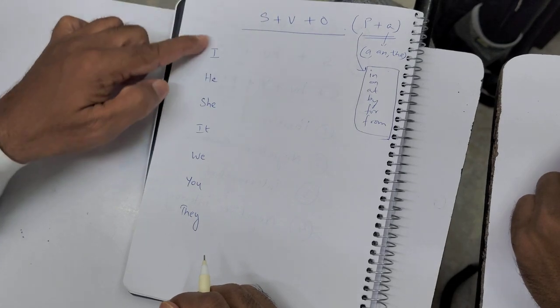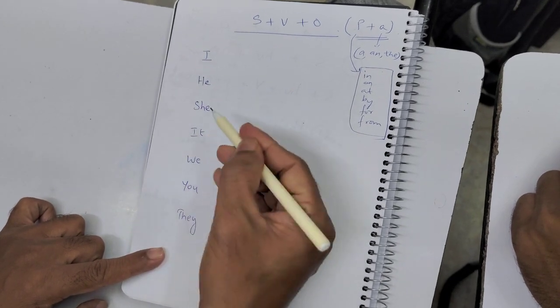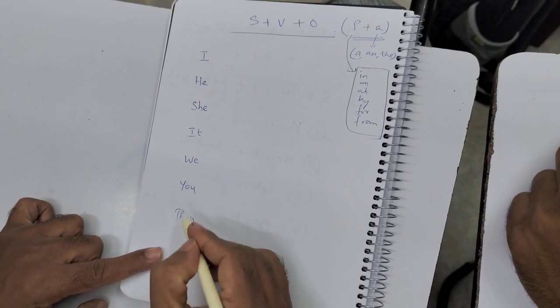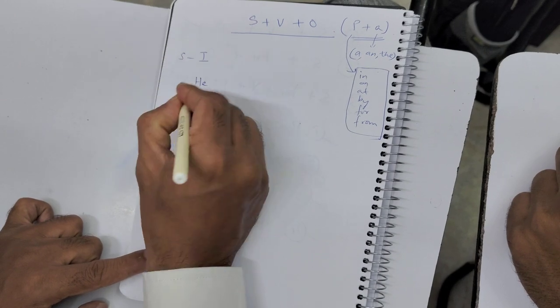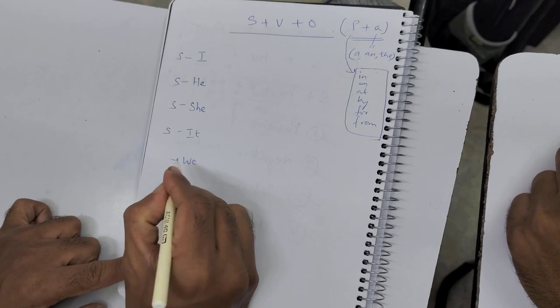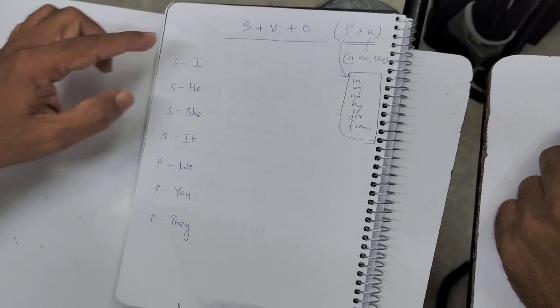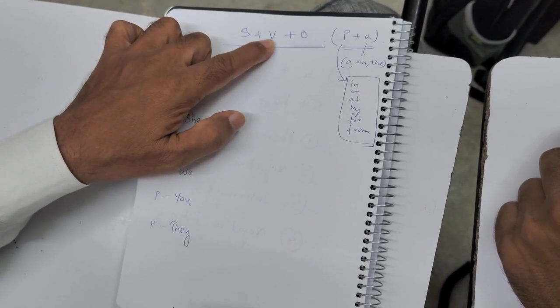Now all these are what? Subjects, right? I is a subject, he is a subject, she is a subject, it is a subject, we, you, they, all these are subjects. This is a singular subject. Shall I write S here? This is singular and this is a plural subject. Okay, done. Now what is the next thing in the formula here?